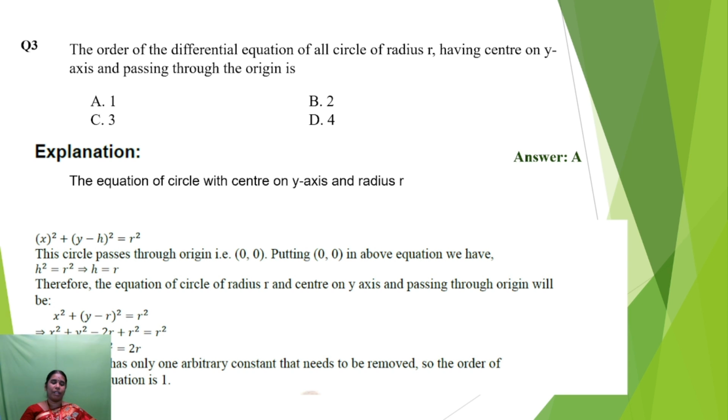So the order of the differential equation is 1, because the number of arbitrary constants denotes the order of the differential equation. Here the number of constants is 1, therefore the order of the differential equation is 1.